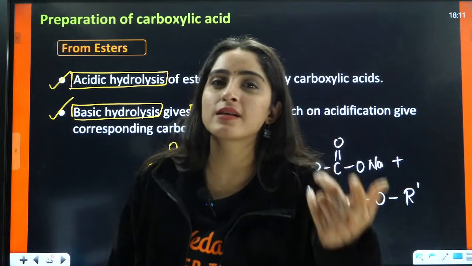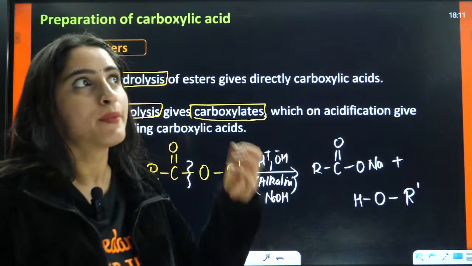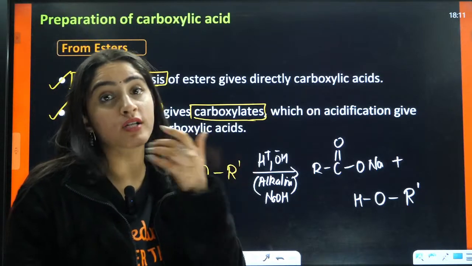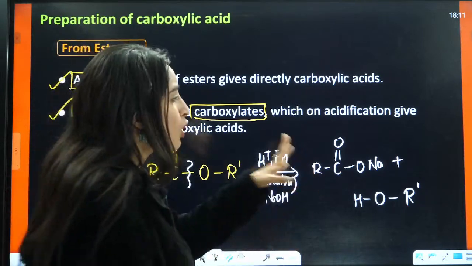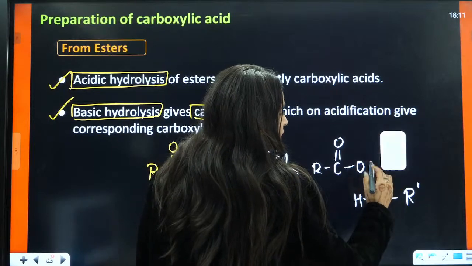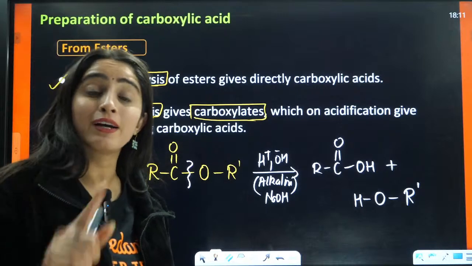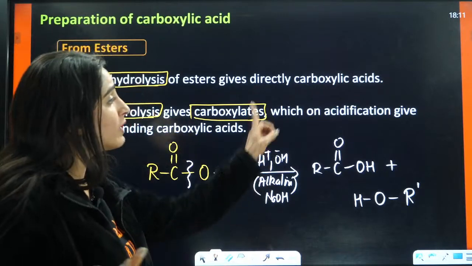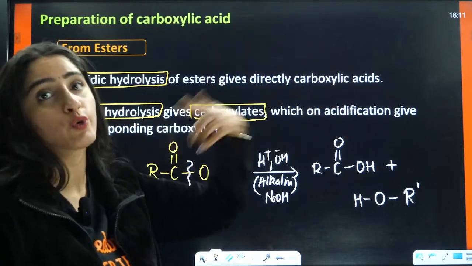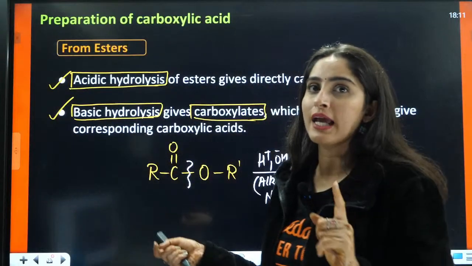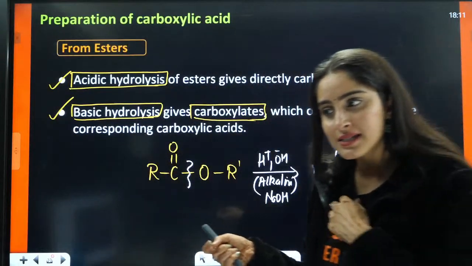But ma'am, for acidic, why is salt not formed? Because in acidic, you have more concentration of H positive ions. So automatically this Na will be converted to H. That is why directly you will have carboxylic acids. But with basic hydrolysis, you will have to acidify it. Then you will get the carboxylic acid. Right? Okay guys, is that clear?